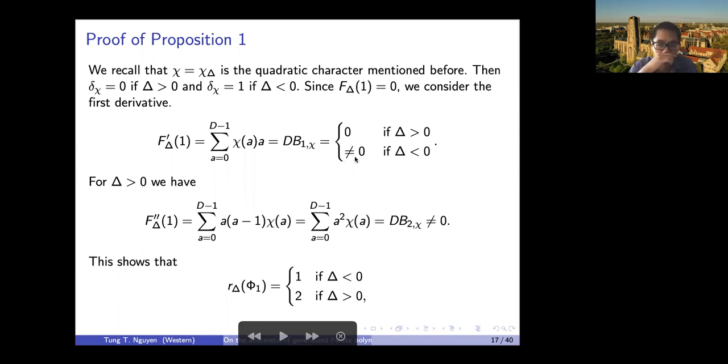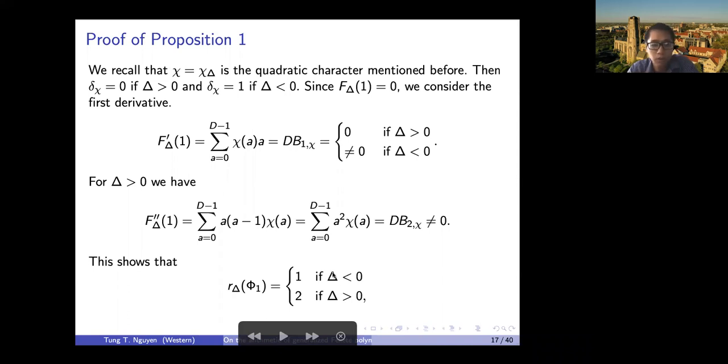But for the case where the character is even, we need to take the second derivative. For the second derivative, we have this formula, and it turns out that it is equal to d times the second Bernoulli number. And we know that it's not 0. So in other words, we just proved that the multiplicity of phi1 is 1 if delta is less than 0, and it is equal to 2 if delta is bigger than 0.